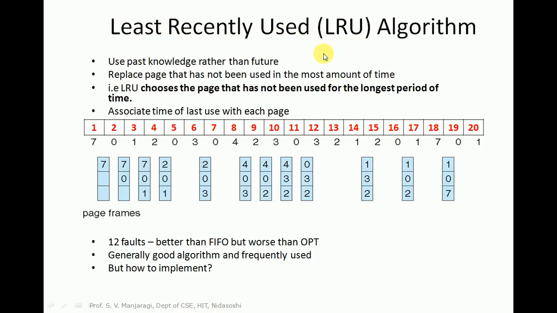So in the optimal page replacement we consider the future references, but in LRU we use past knowledge rather than the future. Instead of considering future references, we shall look at the past or history. So the technique is very simple. Replace a page that has not been used in the most amount of time. That is, LRU chooses the page that has not been used for the longest period of time.